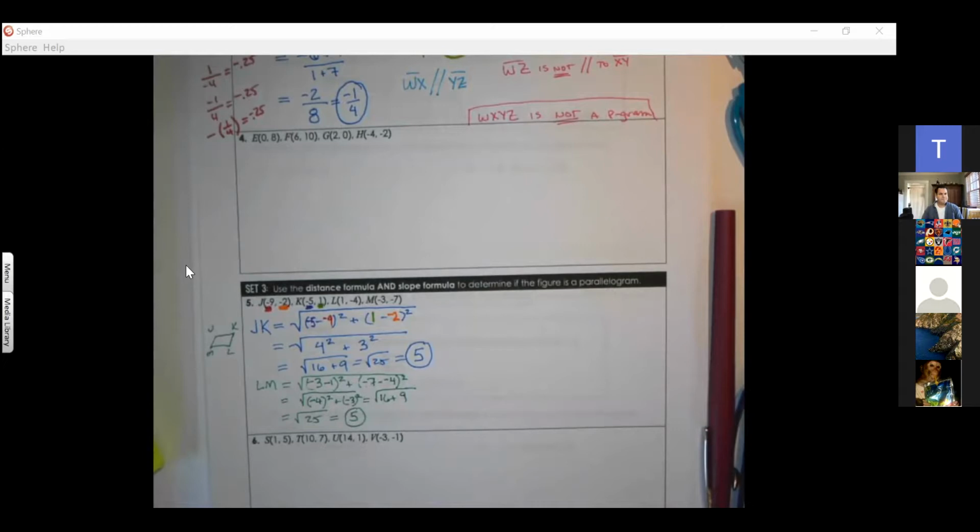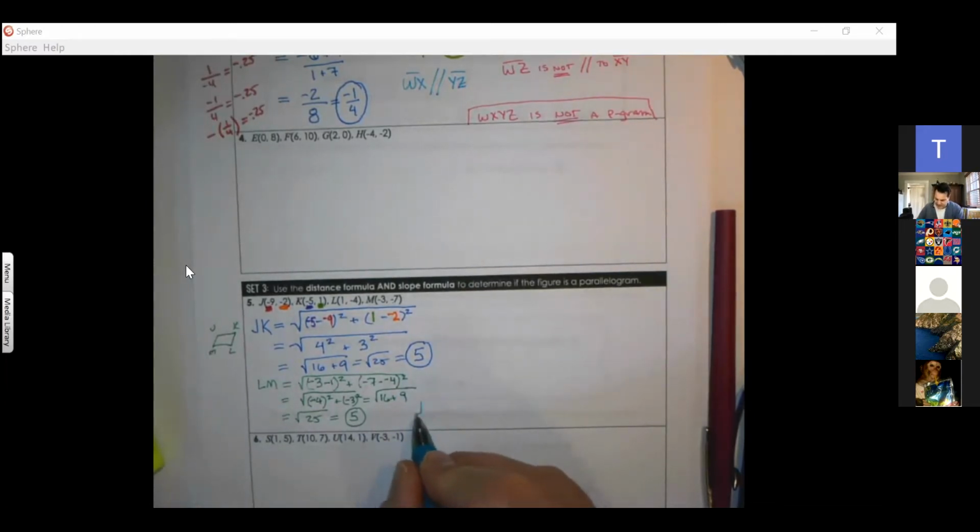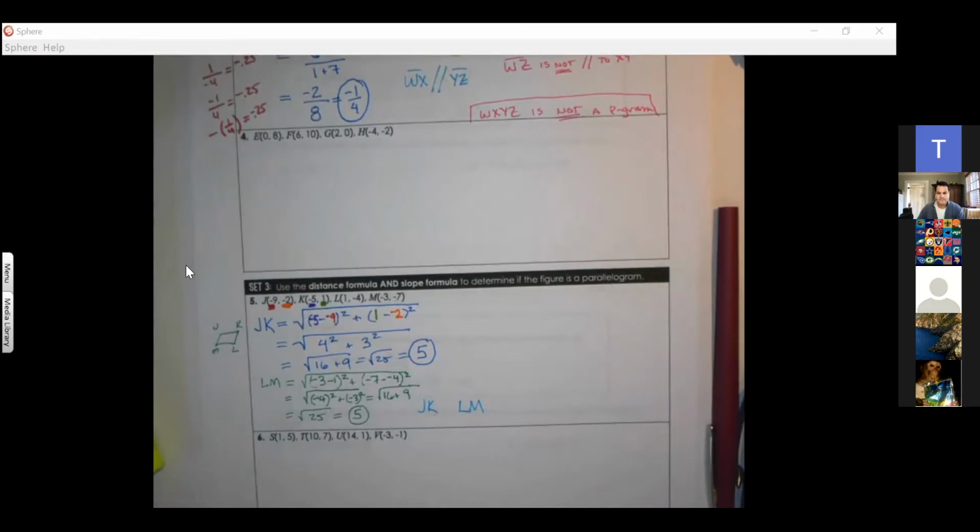Is that what we were hoping for? Yes, it is. What can we conclude from that? That they're parallel or the same. We have to be careful about the word, right? Because this was the distance formula, and what that means is that the length from J to K is the same as the length from L to M. It doesn't speak about its angle. It's not about parallel. We got that JK and LM are equal, or congruent. Not parallel, that's a different issue.